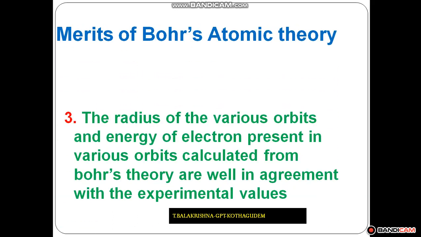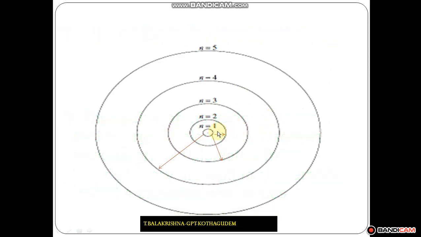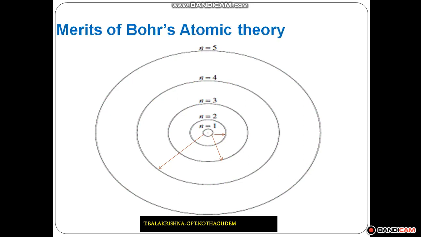Next one, the radius of the various orbits and the energy of the electron present in various orbits, calculated from Bohr's theory, are in good agreement with the experimental values. The radius means the distance between the nucleus and the orbit. That is called radius: the first orbit radius, the second orbit radius, and the third orbit radius. So Bohr proposed some theoretical values, and the theoretical values are in perfect agreement with the experimental values. So Bohr successfully explained the radius and energy also.